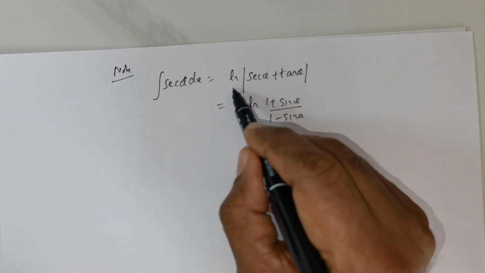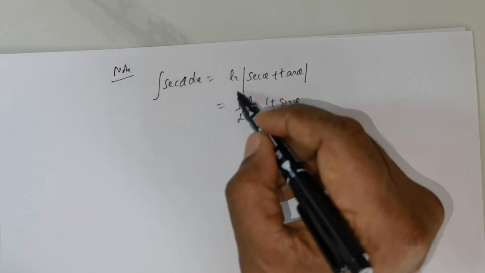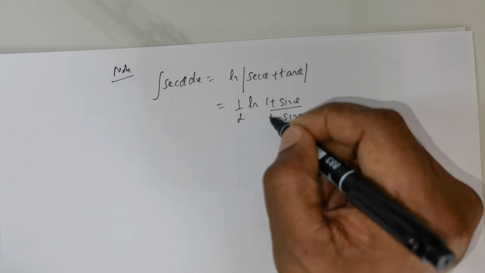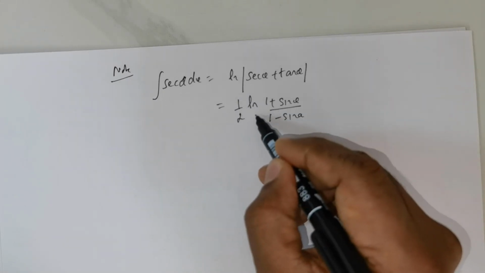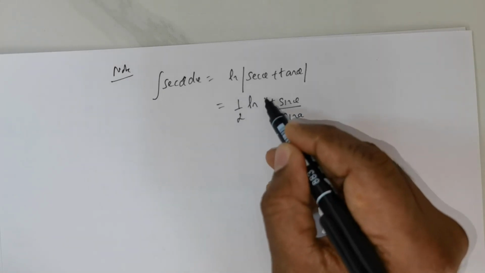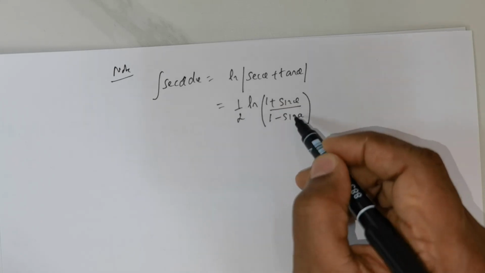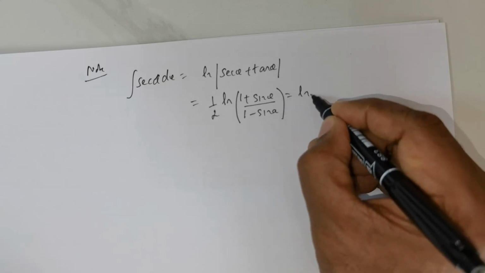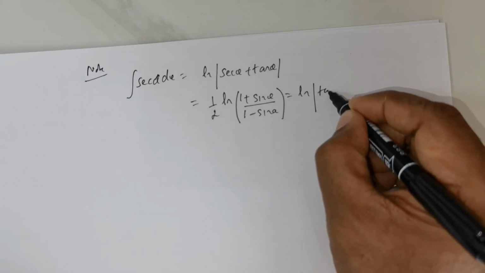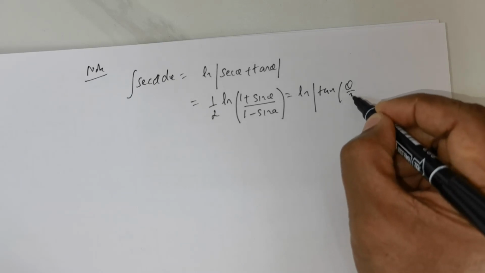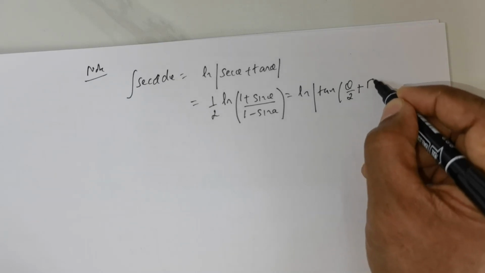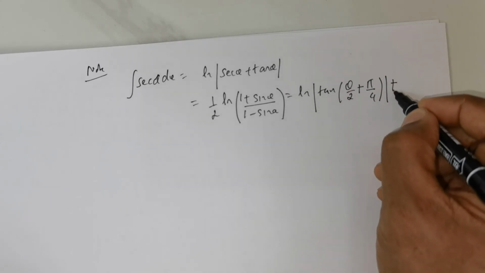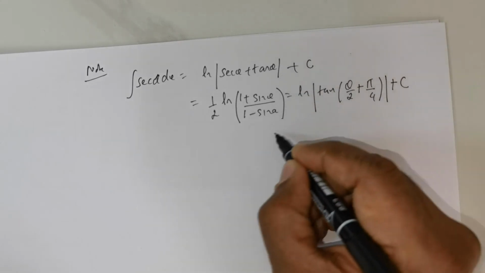So sometimes you might see the integral of secant theta d theta equal to ln of modulus of secant theta plus tan theta, or else you can also see it as 1 over 2 times ln of (1 plus sine theta) divided by (1 minus sine theta), or further you might also see it as ln of modulus of tan of (theta over 2 plus pi over 4). So this is also possible. In each of these cases you need to place the arbitrary constant.